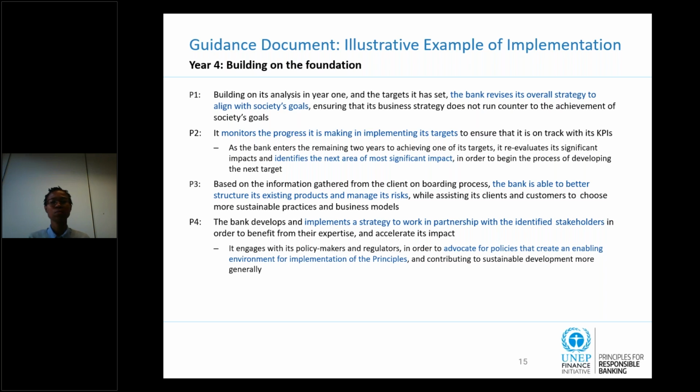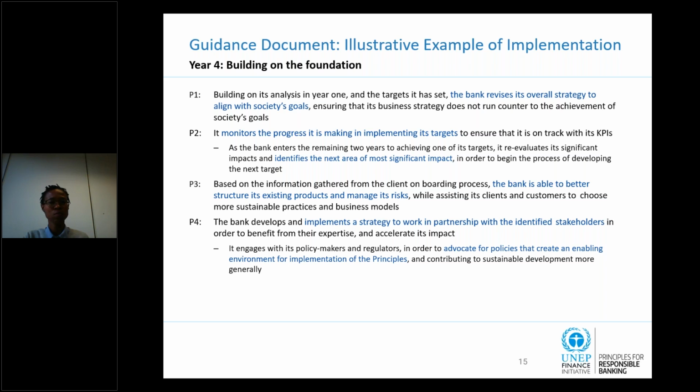Based on the information that they're getting from onboarding clients, they've realised that they can better structure some existing products and better manage its risks. And they're looking at more sustainable practices and business models. For example, it could be sustainable finance initiatives around working with some clients around progressing these 3 target areas.